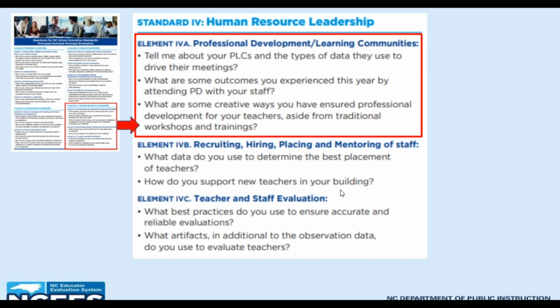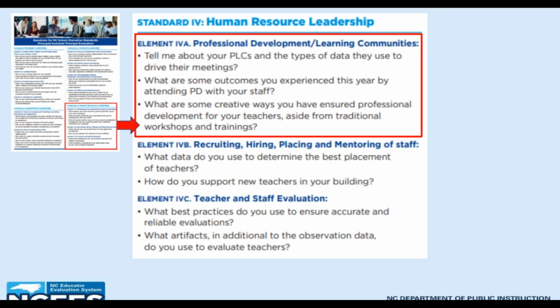For element A, professional development and learning communities, the first question states, tell me about your PLCs and the types of data they use to drive their meetings. This statement clearly emphasizes the need for PLCs to be using data during their meetings. Data examples may include student performance data, formative data, benchmarks, discipline referrals, attendance, school improvement goals, just to name a few. The point here being that PLCs should be using data with clear outcomes for their meetings.